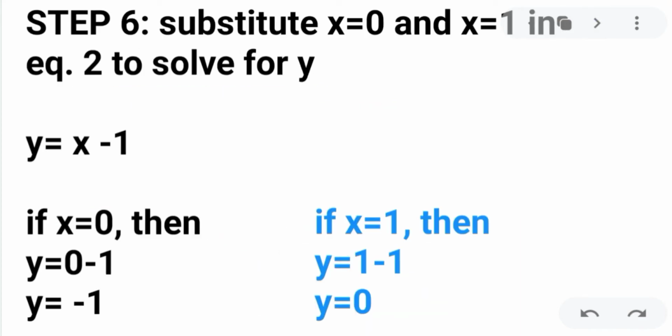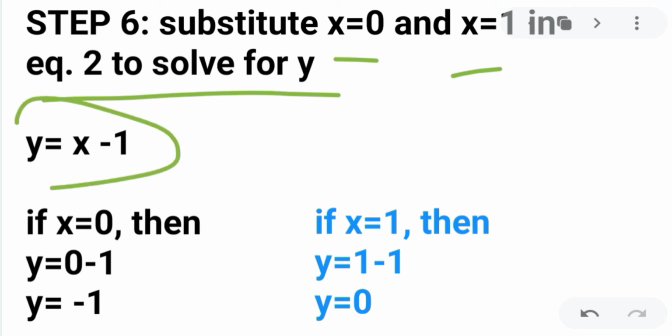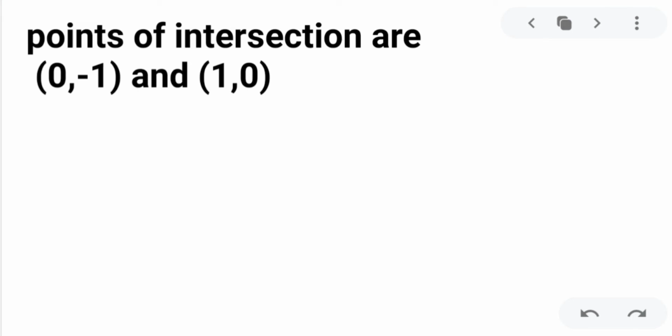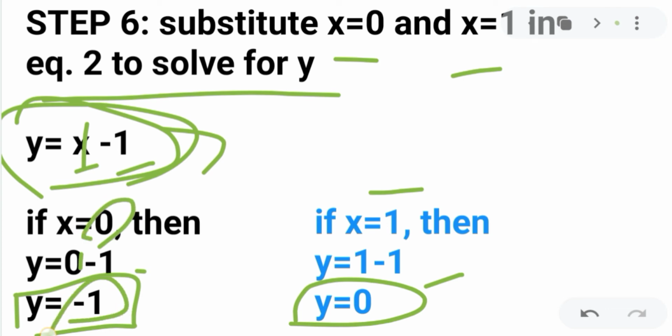Now, to find the value of y, we have to substitute the values of x, which are 0 and 1, in equation 2. Equation 2 is y equals x minus 1. If x is equal to 0, then y equals 0 minus 1, so y equals negative 1. Then if x is equal to 1, then y equals 1 minus 1, so y is equal to 0. Therefore, the points of intersection are (0, negative 1) and (1, 0).